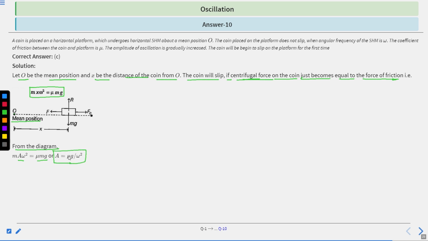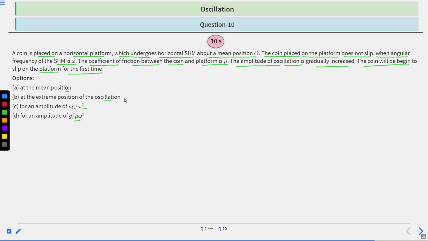So option C is correct. This one is correct, for an amplitude of mu g divided by omega square.